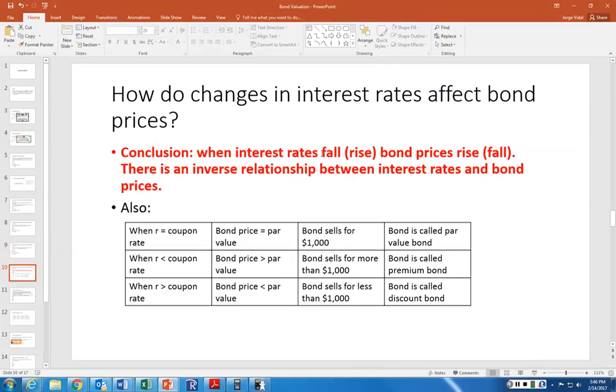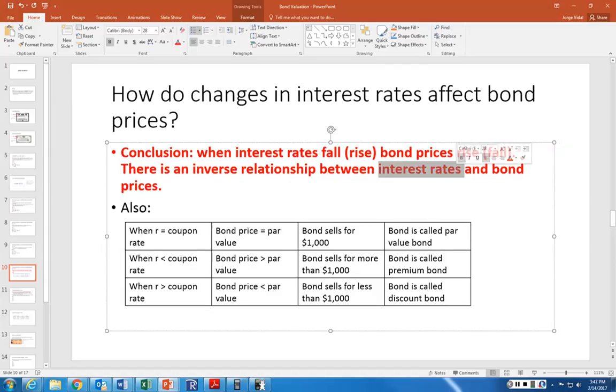Okay. So we can conclude the following: when rates fall, bond prices rise, and when rates rise, bond prices fall. Okay? So there's an inverse relationship between YTM, or rate, discount rate, required rate, any way you want to call it, the interest rate, and bond prices. They move in the opposite direction.